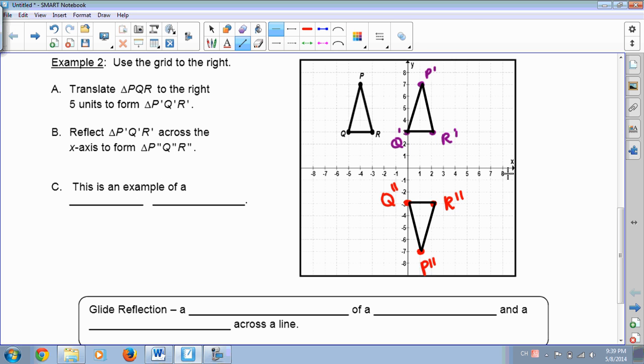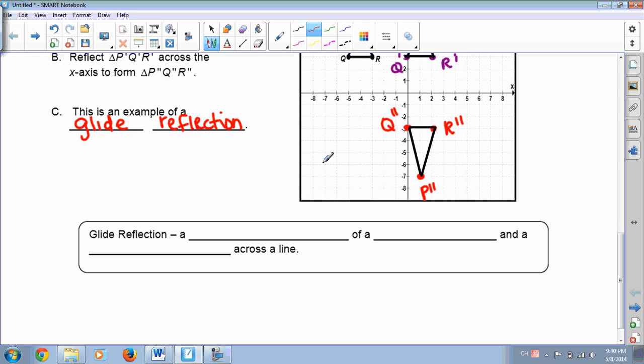Okay, and it's asking us, what is this an example of? It is an example of a glide reflection. A glide reflection just means you're either shifting it or translating it and then you're reflecting it. You're moving it first and then reflecting it. So a glide reflection is a composition because it's made up of 2 different transformations. A composition of a translation and a reflection across a line.